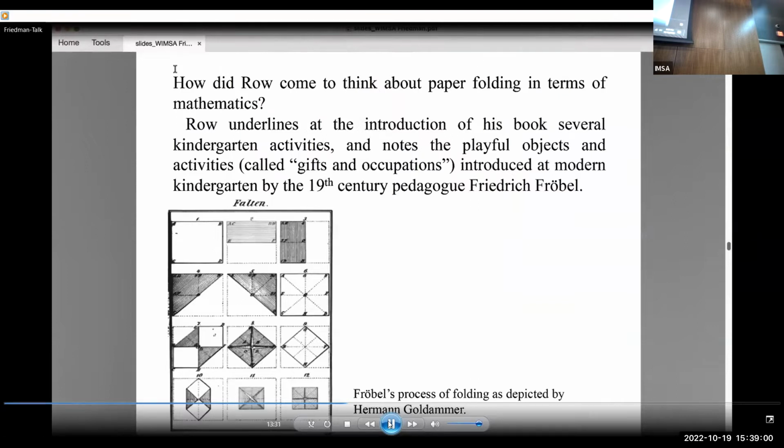Rao underlines in the introduction of his book several kindergarten activities and also notes playful objects and activities called self-equation, introduced at modern kindergarten by the 19th century pedagogue Friedman. That is, one of the sources of Rao's inspiration to think of folding mathematically was exercises and ludic objects given to children at kindergartens. But how this transfer of knowledge occurred is a topic for another talk.